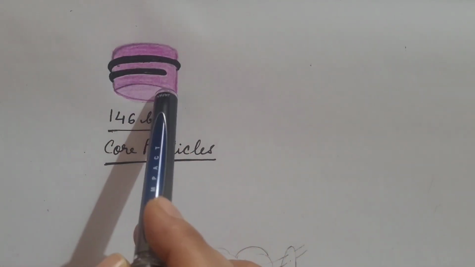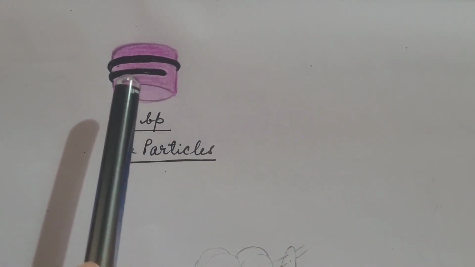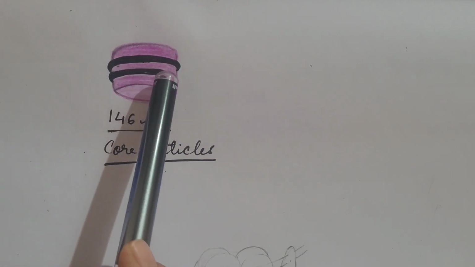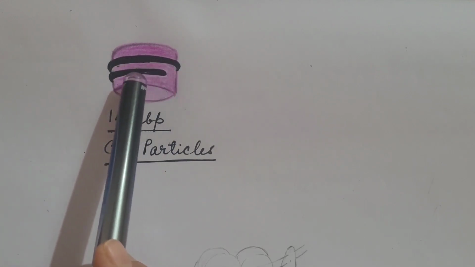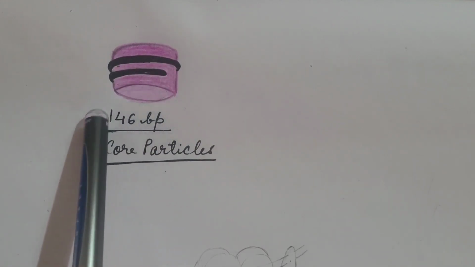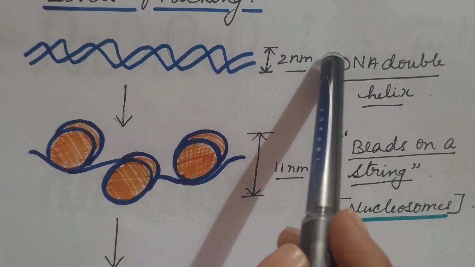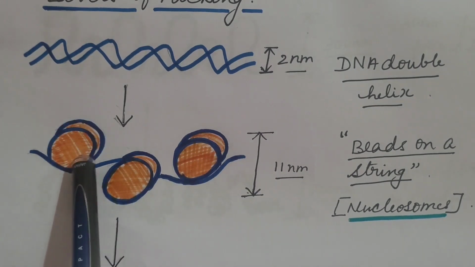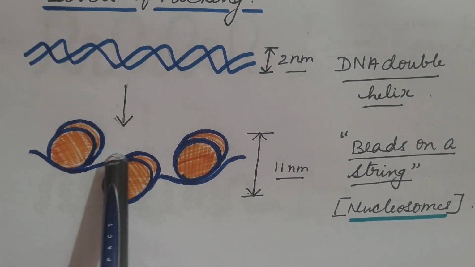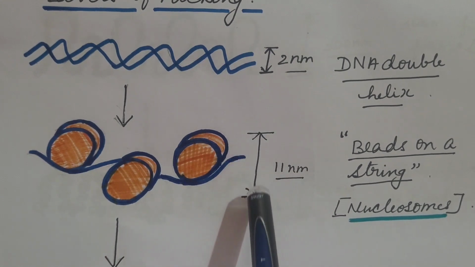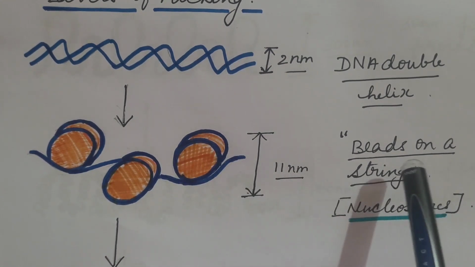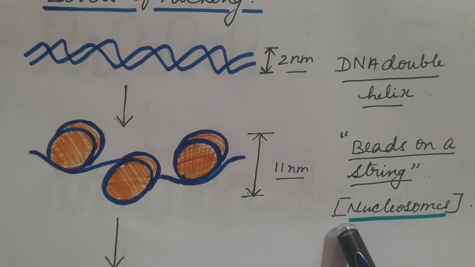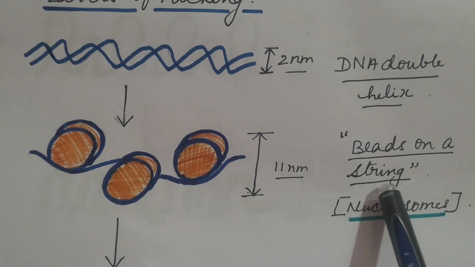So this is the histone octamer or nucleosome, and it is wrapped by DNA of 146 base pair length. So this is the DNA double helix which has the width of 2 nanometer. When the histone proteins organize as octamer and DNA is wrapped around it, it has the width of 11 nanometer and it appears as beads on a string. These beads are actually nucleosomes and the string is the DNA.